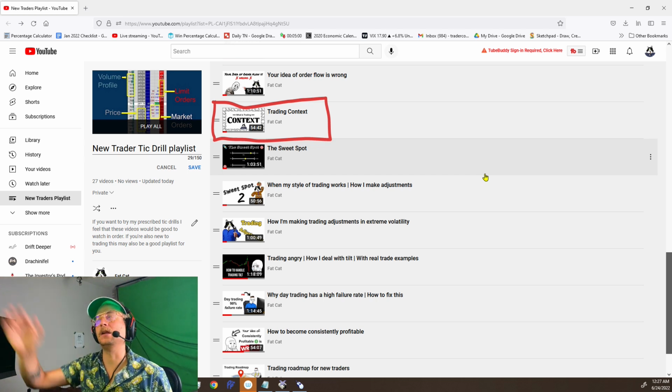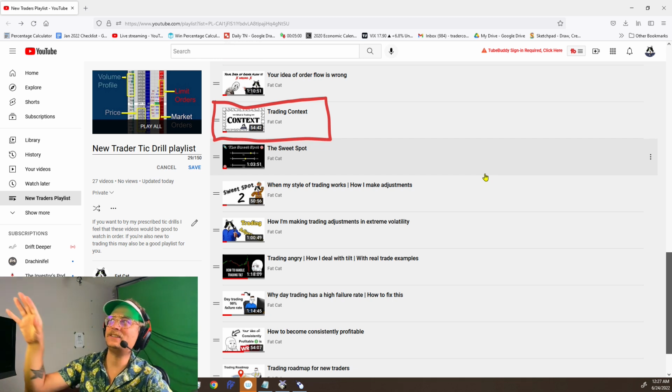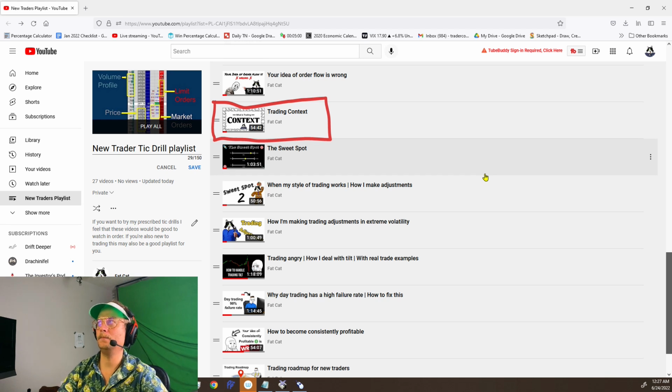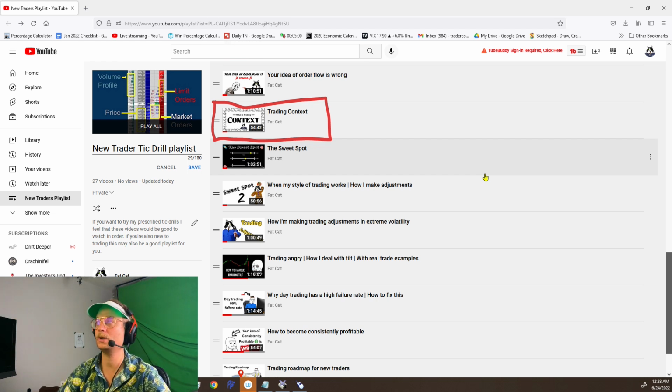So that's another reason that video is so good. Your Idea of Order Flow Is Wrong. And the trading context one is good because I believe in that video I'm building out a bigger picture setup, and I'm really talking about a lot of specific stuff on different time frames or whatever is going on.